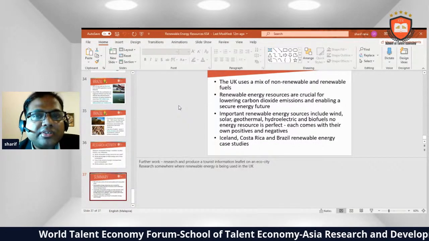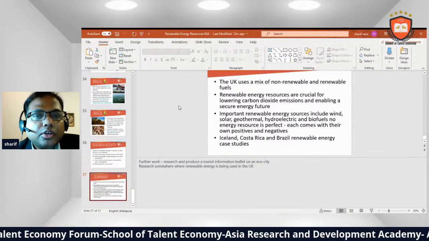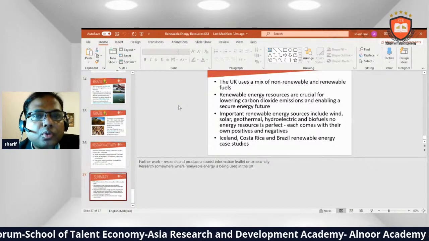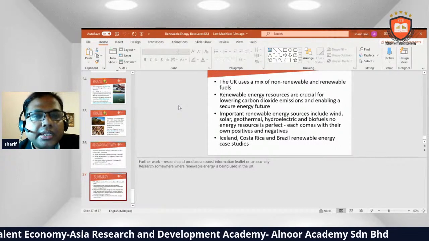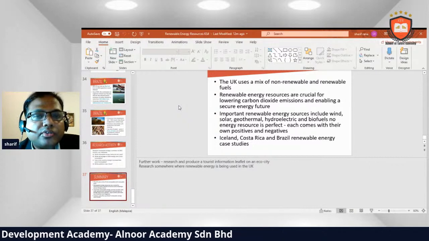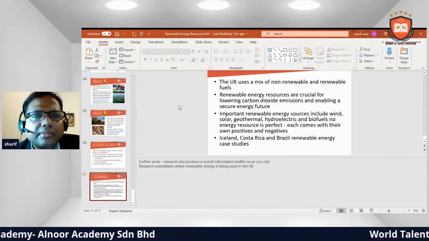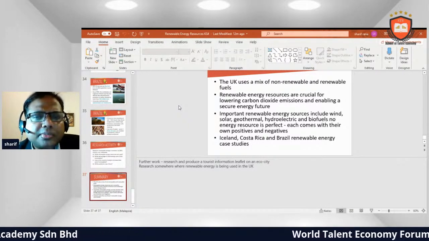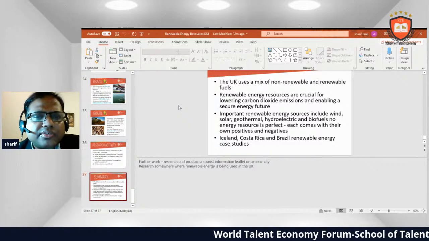The UK uses a mix of non-renewable and renewable fuels. Renewable energy resources are crucial for lowering carbon dioxide emissions and securing an energy future. Important renewable energy sources include wind, solar, geothermal, hydroelectric and biofuels. No energy resource is perfect. Each comes with its own positives and negatives.